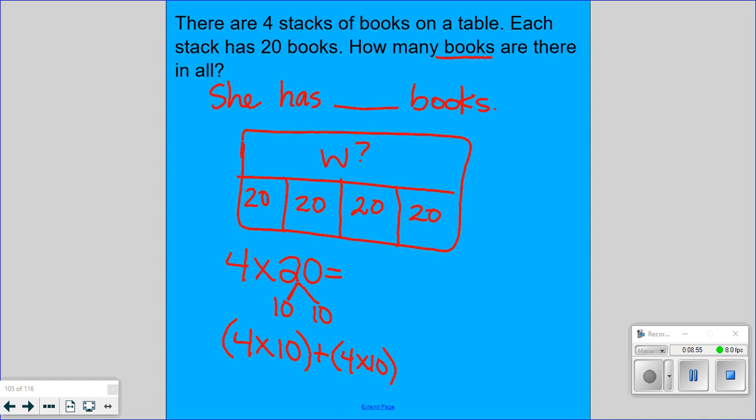Okay. We're going to talk about that. Keep that in the back of your head. Heidi's starting to notice a pattern that we might be able to do. But I know we know how to do this. What's 4 groups of 10? Everyone.